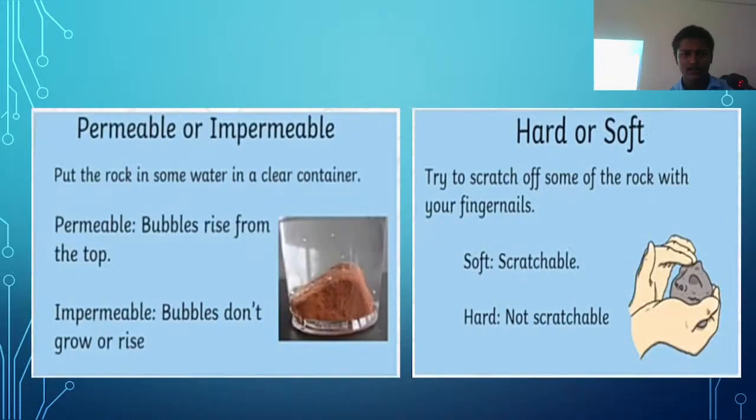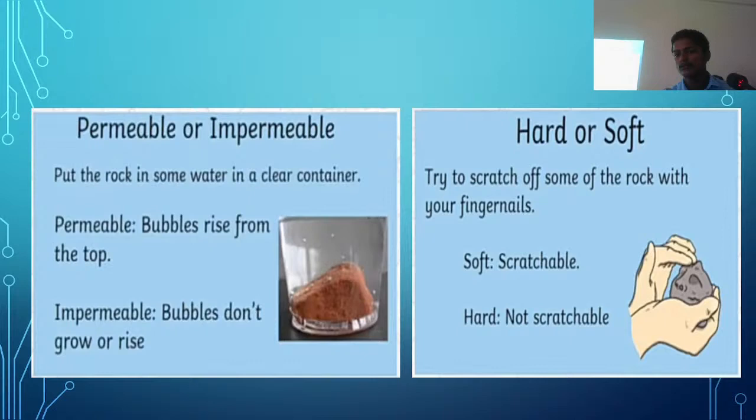Next, permeability or impermeability. To know the permeability of rocks, take rocks and put them into a clear container full of water, or you can use an empty container. After some time, you will get some bubbles on the surface of the container. It will tell you that it is a permeable rock. If bubbles don't come out, or you cannot see bubbles on the surface of the container, it will tell us that it is not permeable, that is impermeable.